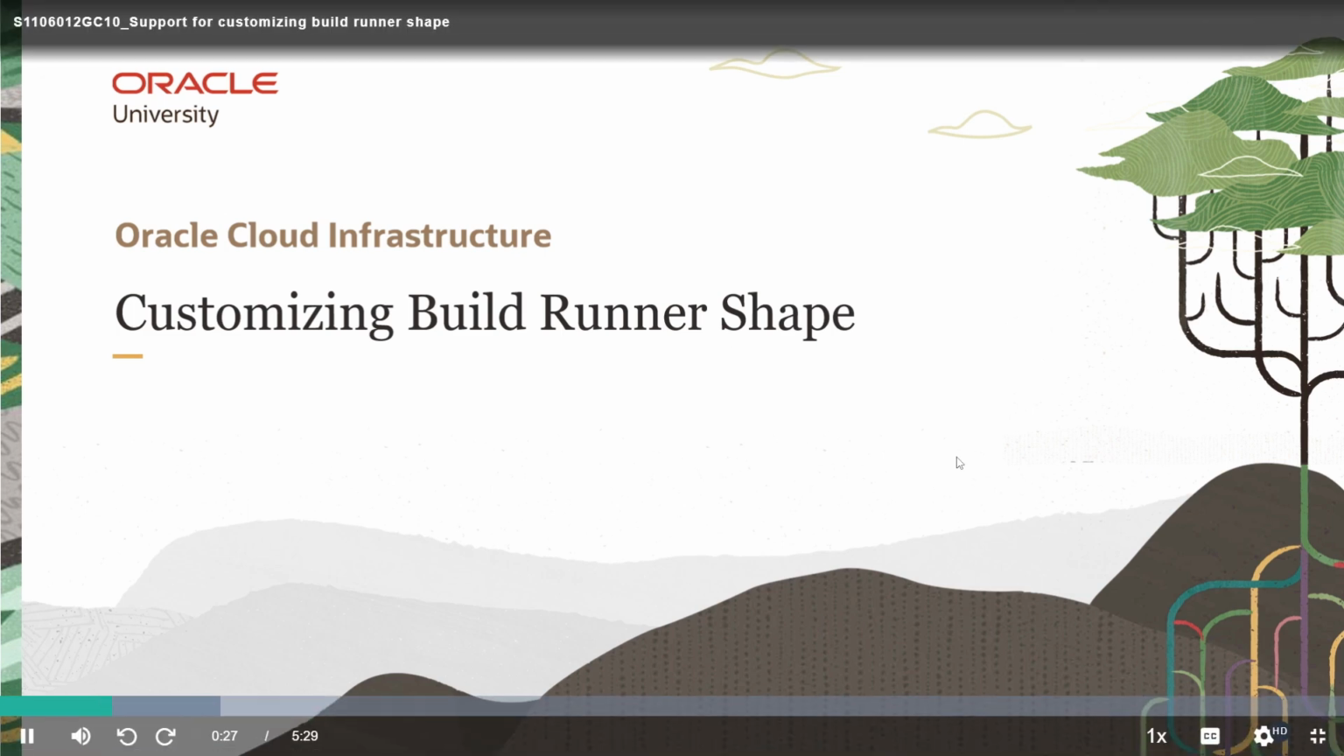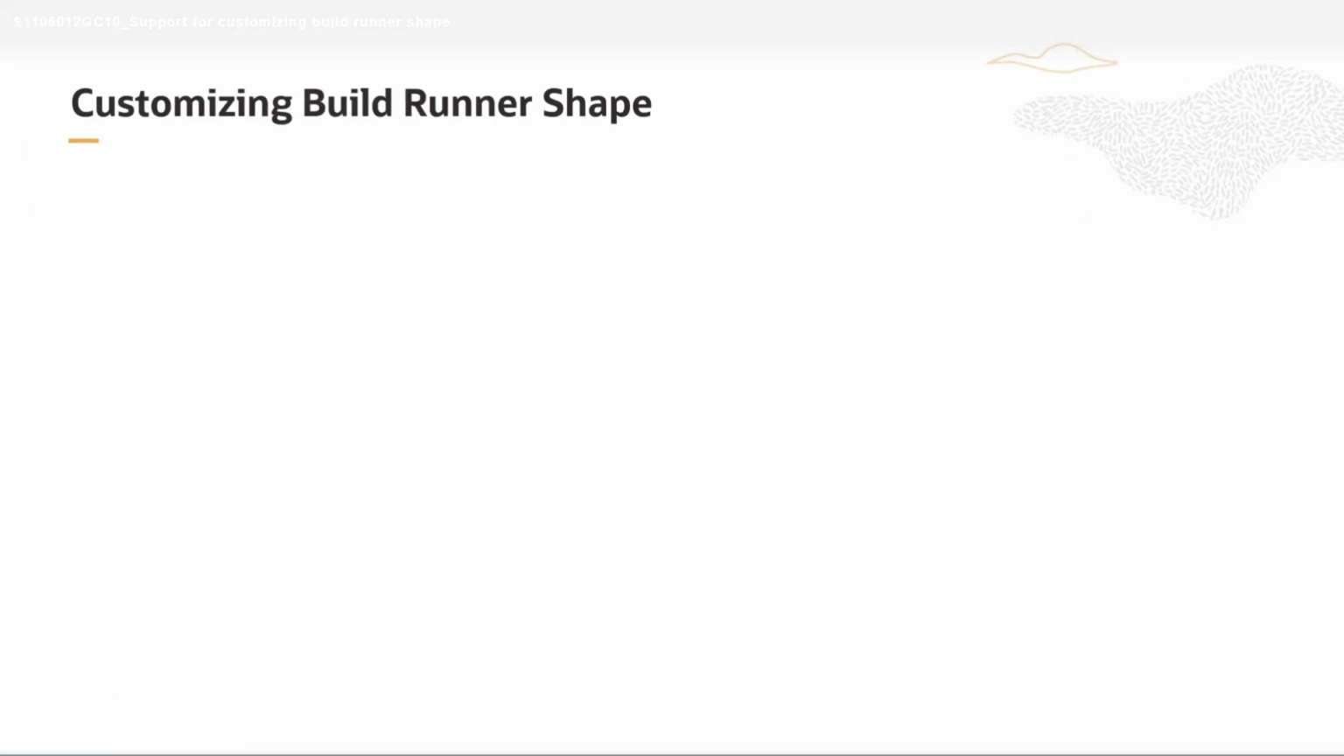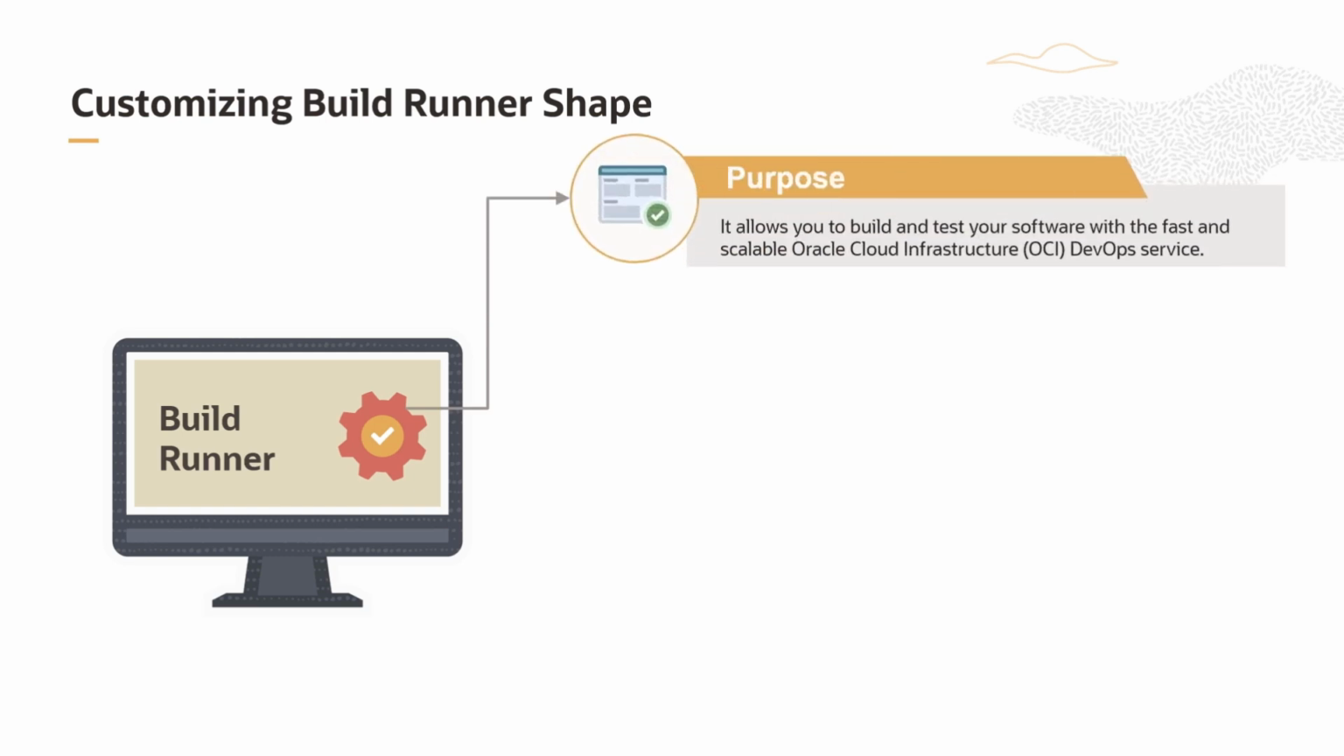Let's get started. Let's explore the new feature introduced in the OCI DevOps project service, which now allows for customizing the build runner shape used for running build instructions. This enhancement provides flexibility in building and testing software with the fast and scalable Oracle Cloud Infrastructure DevOps service.